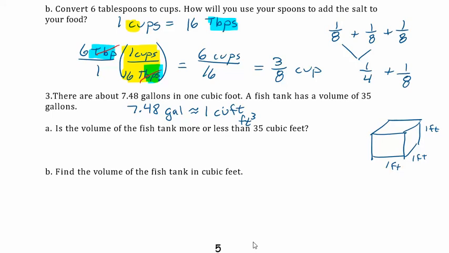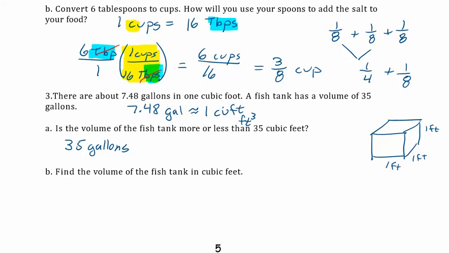That's a cubic foot. Is the volume of the fish tank more or less than 35 cubic feet? Find the volume of the fish tank in cubic feet. So I want you to pause the video, do this problem, and start it when you're ready. All right, well, let's figure out the volume. I didn't read this part up here, but I'm sure you did. A fish tank has a volume of 35 gallons. So 35 gallons. The first question is, is this more or less than 35 cubic feet?